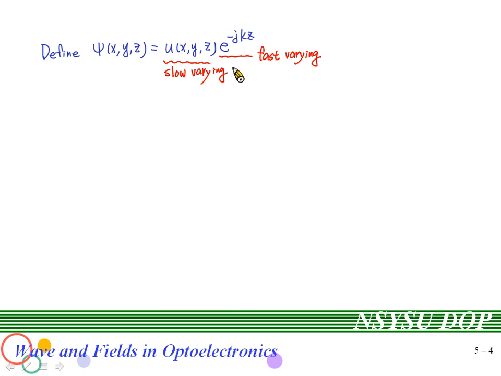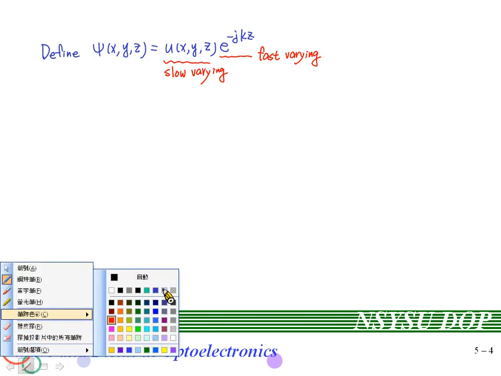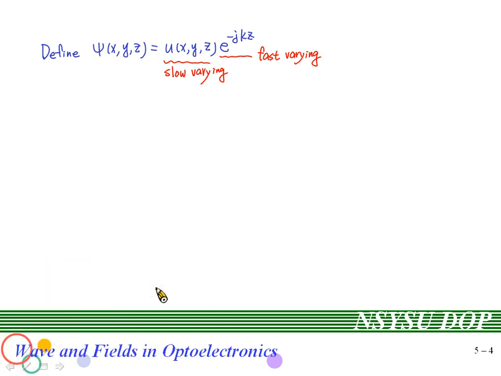Okay? And then let's go back to the phi function. The phi function can be expressed as a superposition of plane waves. So we can write it in this way.